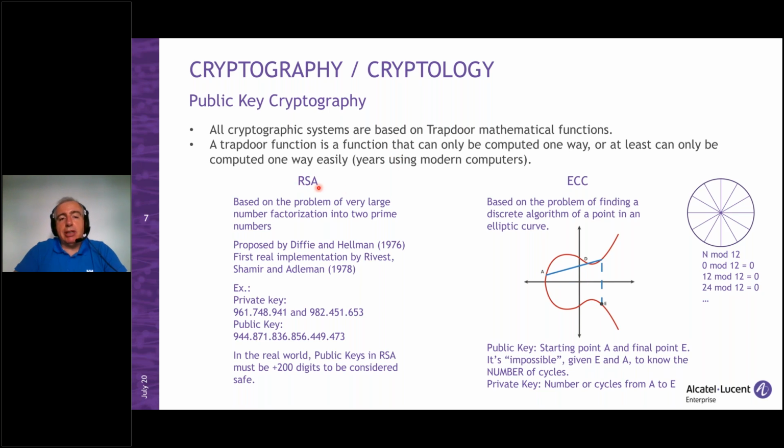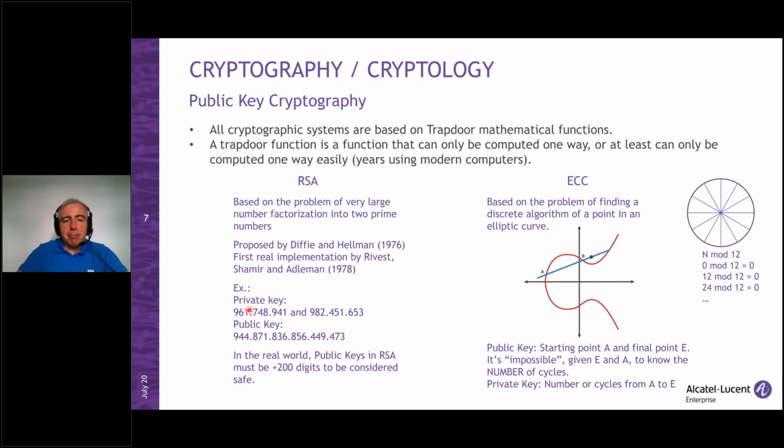The most important and widely used public key cryptography standard is RSA. RSA is from '78, so just think about this, quite old. It was first proposed by Diffie and Hellman in 1976, and it's based basically on the complexity of factoring a large number. If you have a very large number, it is absolutely ridiculous the time you will spend trying to factor this number into its two prime components.